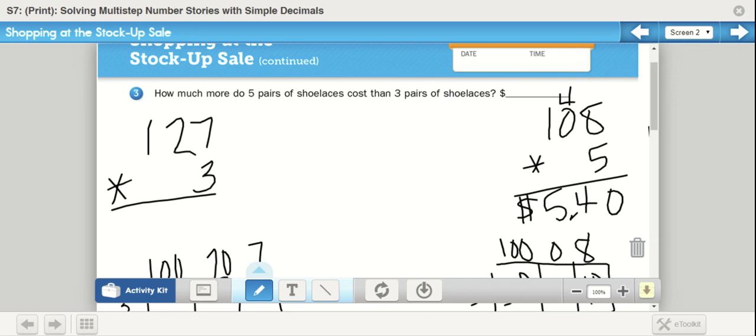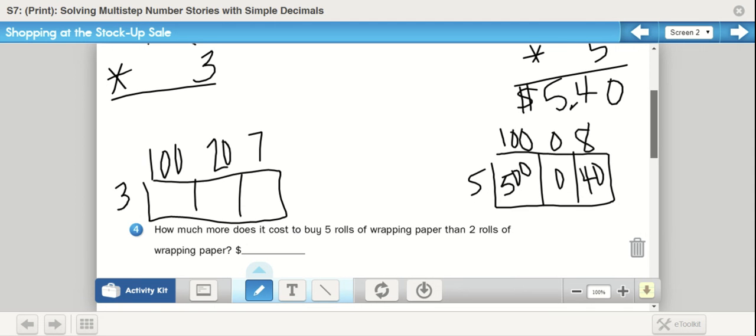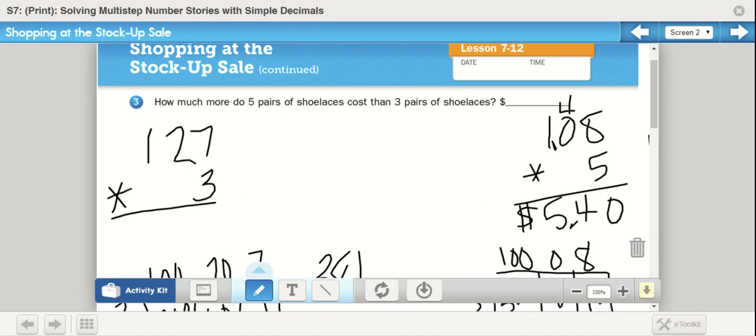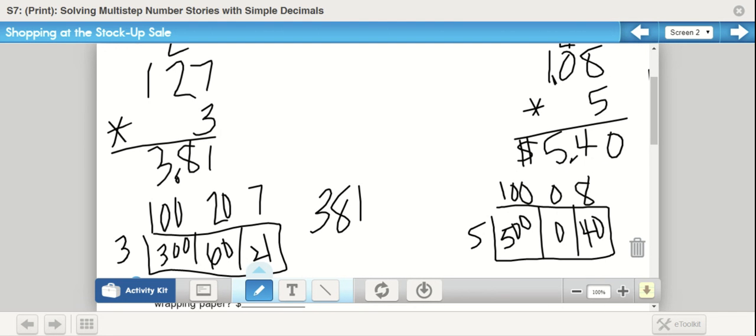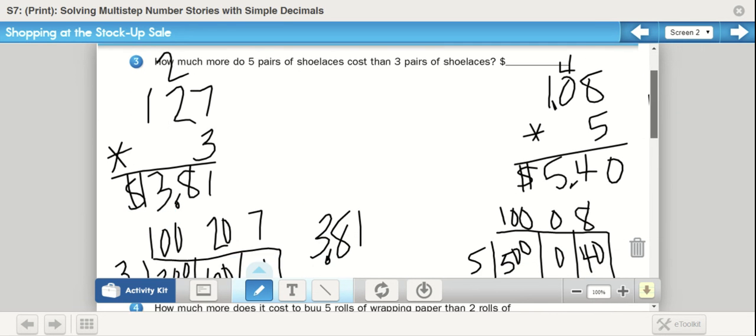Okay. If I get 3, I'm going to go over here now. 100 times 3 is 300. 3 times 20 is 60. 3 times 7 is 21. If I add those up, I get 381. Again, I can solve it over here. 7 times 3 is 21. Put my 1 down, carry my 2. 3 times 2 is 6, plus 2 is 8. 3 times 1 is 3. Same numbers again, but it's $3.81. So they're asking, how much more is it to buy 5 pairs than 3?